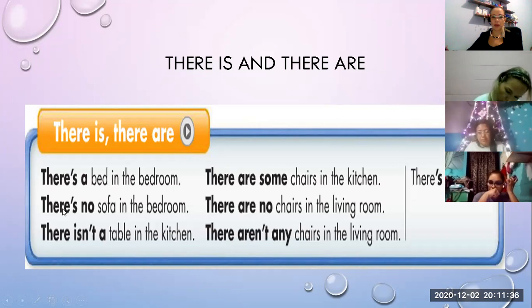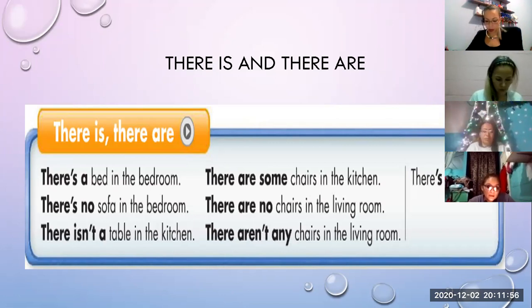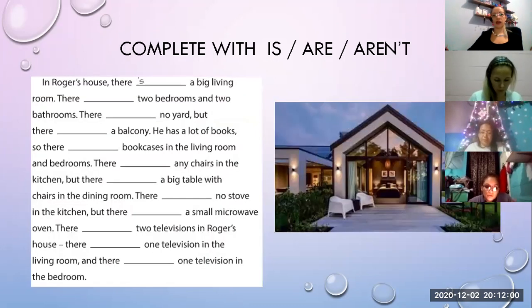El any también lo podemos usar acá con there isn't any. Por ejemplo, puedo decir que no hay nada de agua en el refrigerador. There isn't any water in the fridge. Okay. Questions so far? ¿Tienen preguntas hasta acá? No questions? Okay, so we can continue practicing here.